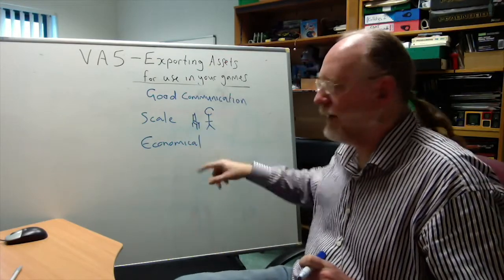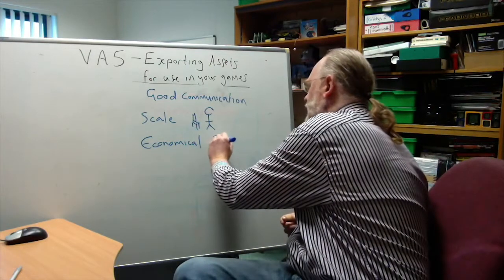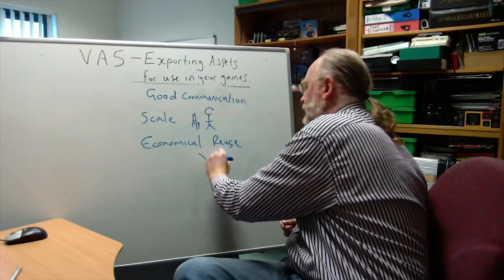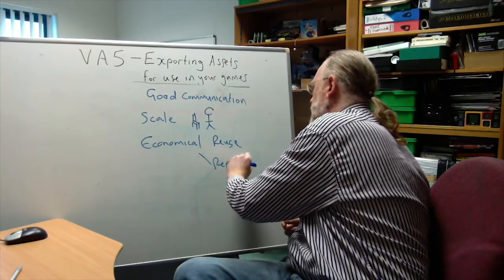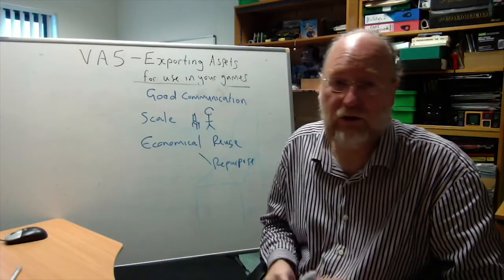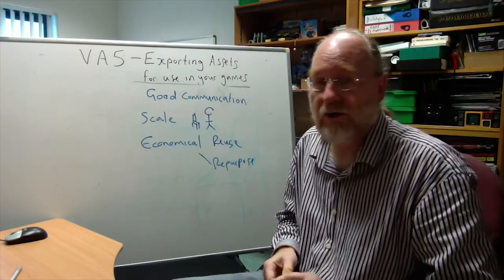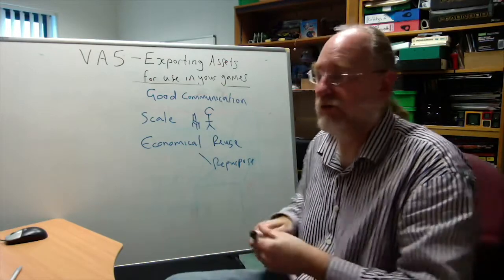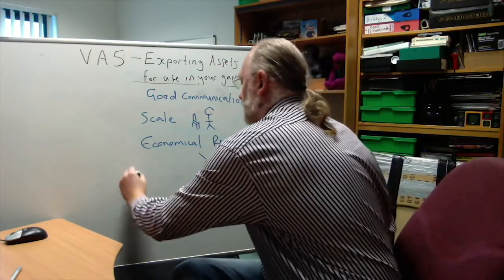So the big thing here is to be economical. You want to reuse if you can. You want to repurpose if you can. And most importantly, you want to only produce the things that are actually going to be used. So one of the first things you can do in terms of making art assets available for use in your engine is this idea of placeholders.